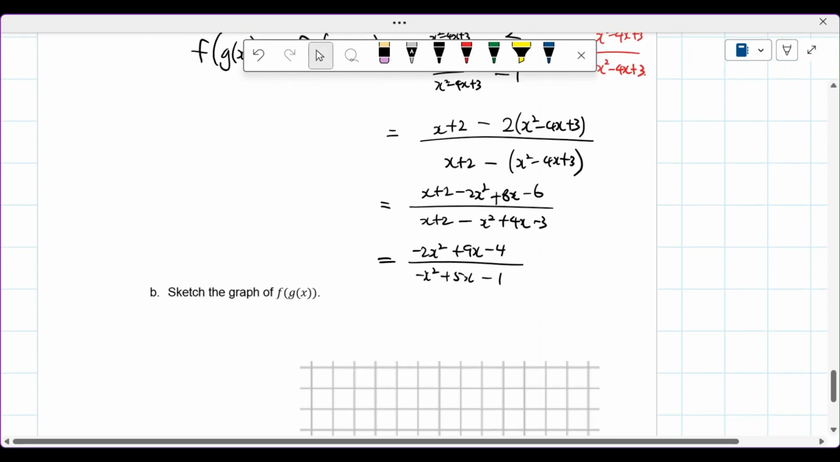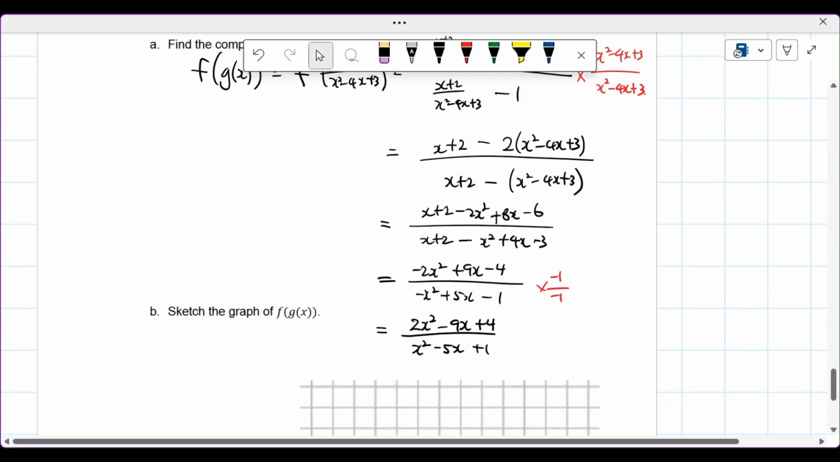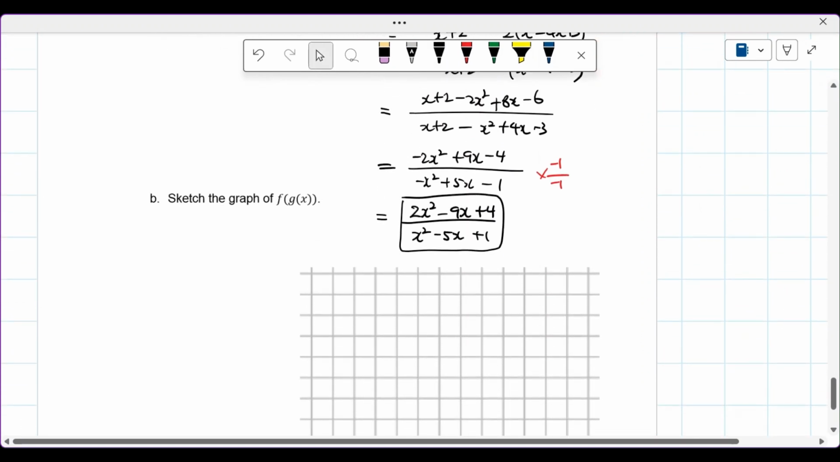At this point, I don't like the negative signs on the leading coefficient, so let's switch it up by multiplying by negative 1 on both numerator and the denominator. So I have my composite function. Now we need to sketch this. All right, let's get going.